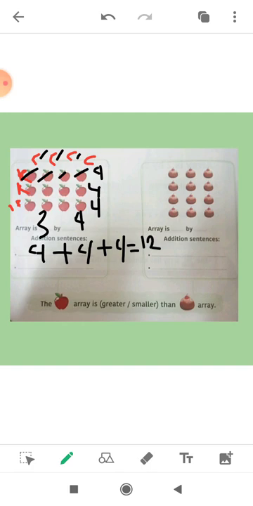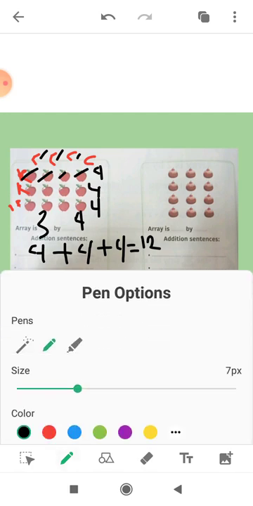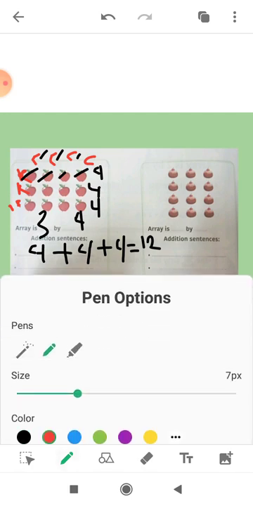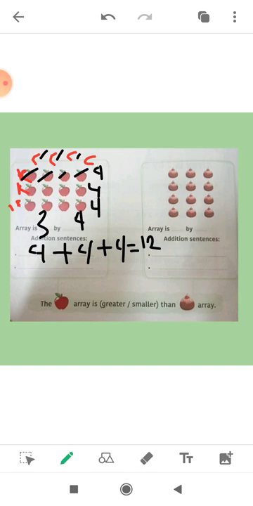Okay, let's see how many elements inside the column. 1 2, 1 2 3. So 3 plus 3 plus 3 plus 3. 3 is repeated 4 times. So 3 plus 3 plus 3 plus 3 equals 12 as well. We notice again 12: 3 plus 3 equals 6, 6 plus 6 equals 12. So the answer will be 12.